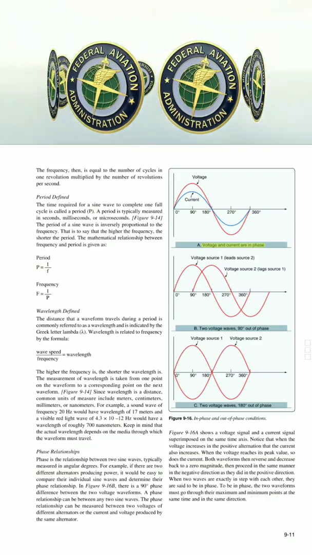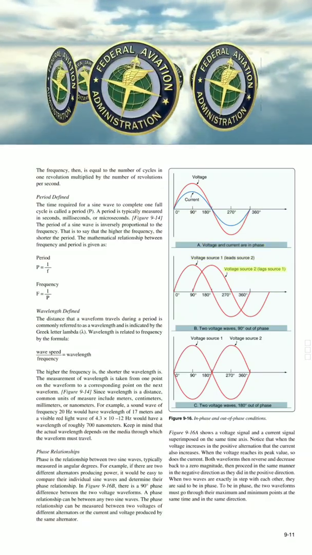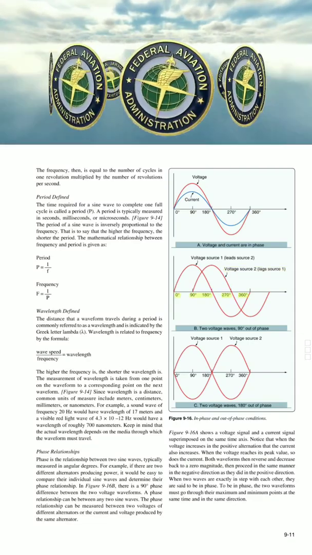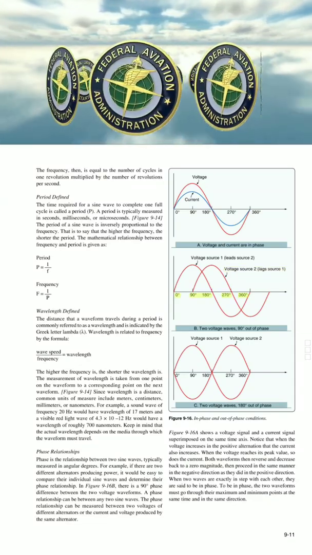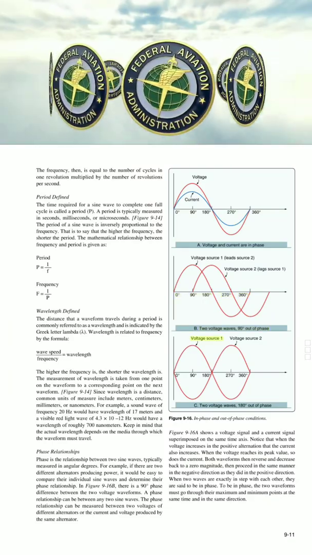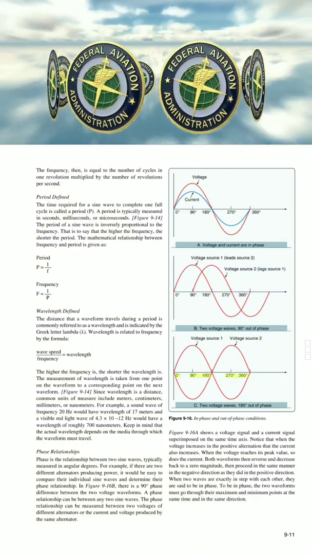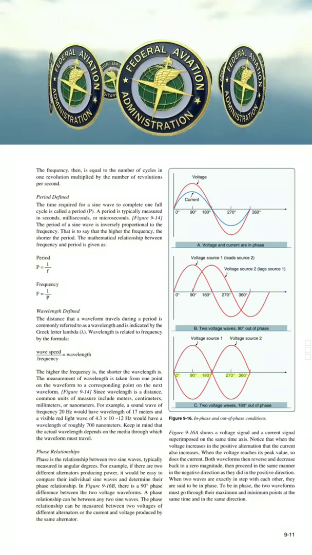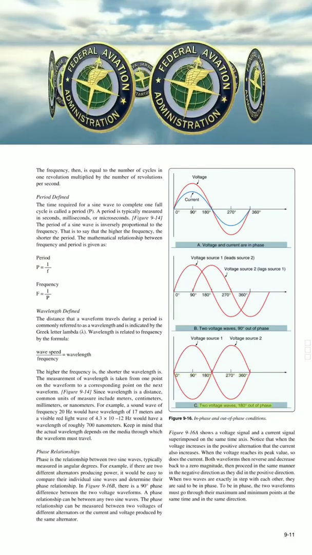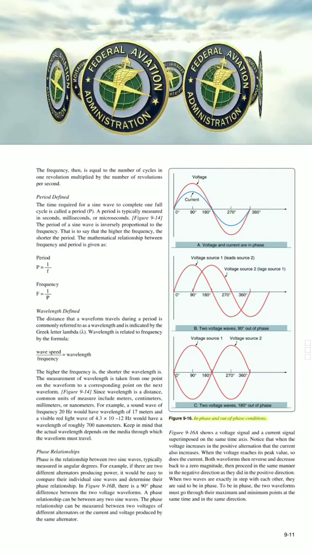Voltage. Current. 0 degrees, 90 degrees, 180 degrees, 270 degrees, 360 degrees. A. Voltage and current are in phase. Voltage source 1 leads source 2. Voltage source 2 lags source 1. B. Two voltage waves, 90 degrees out of phase. Voltage source 1. Voltage source 2. C. Two voltage waves, 180 degrees out of phase. Figure 9-16. In phase and out of phase conditions.